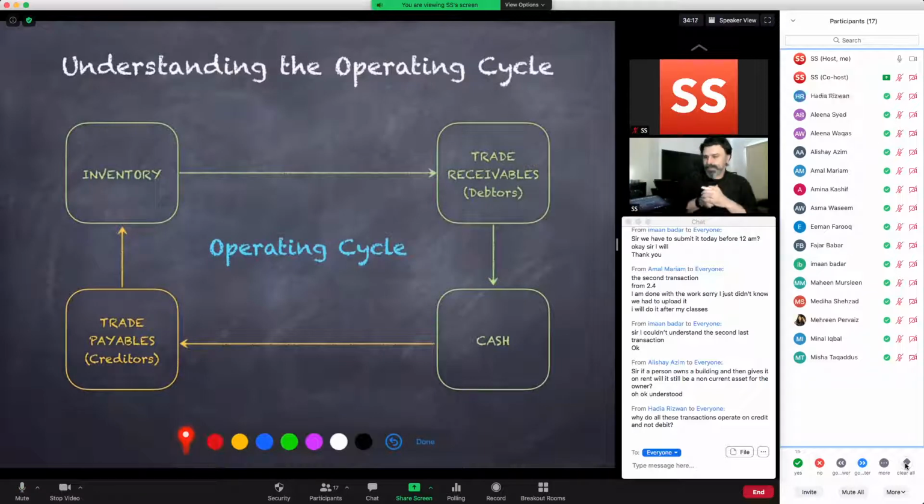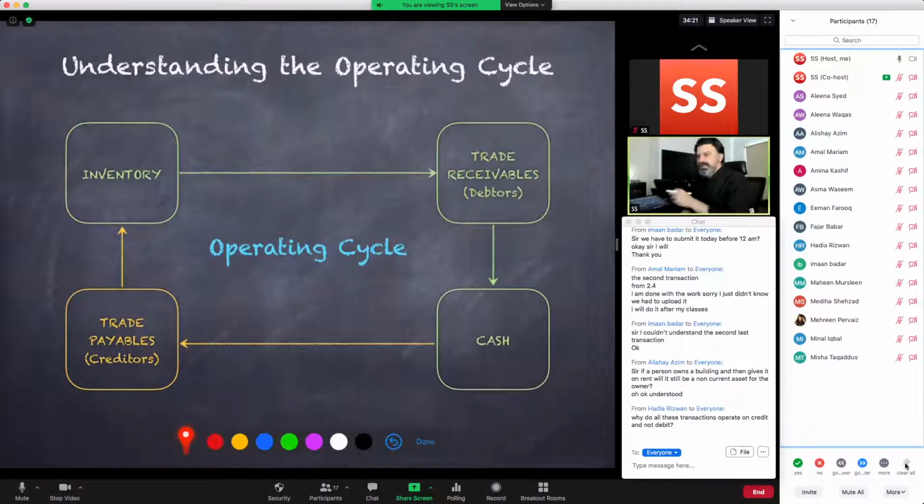Yes, sir. Okay, good. So we agree this is our operating cycle. Now, the purpose of this operating cycle is to generate profits for the business, right? That's the whole point of the existence of inventory, buying this inventory from here and selling this inventory to these customers. Where is the profit in this operating cycle?